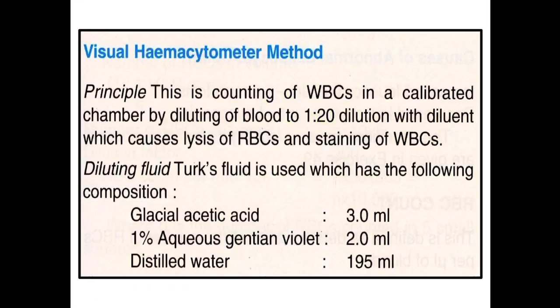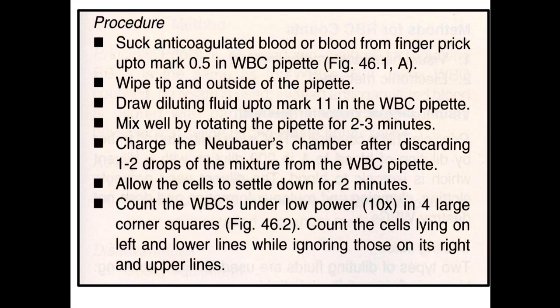Now coming to the principle involved in the visual hemocytometer method. This is nothing but counting of WBCs in a calibrated chamber by diluting the blood in a 1:20 dilution with a diluent. So what is the purpose of using a diluent? It causes lysis of the RBCs and staining of the WBCs. Because the cell of interest here is WBCs, we need to lyse the RBCs so that they don't interfere in counting. The diluting fluid used here is Turk's fluid, which has the following composition: glacial acetic acid, 1% aqueous gentian violet, and distilled water.